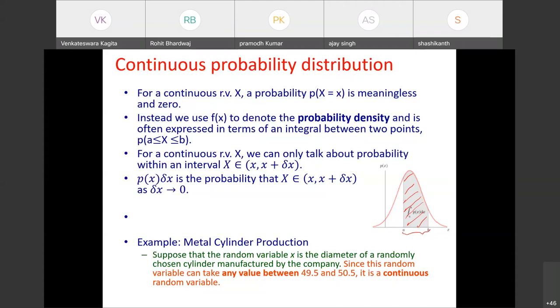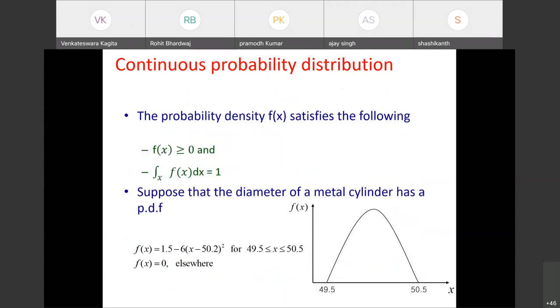The metal cylinders produced by this company have a diameter that can be any value between 49.5 and 50.5. Therefore, it is a continuous random variable, because it can take any value between 49.5 and 50.5. We'll see some more examples. Same example, we'll work it out.